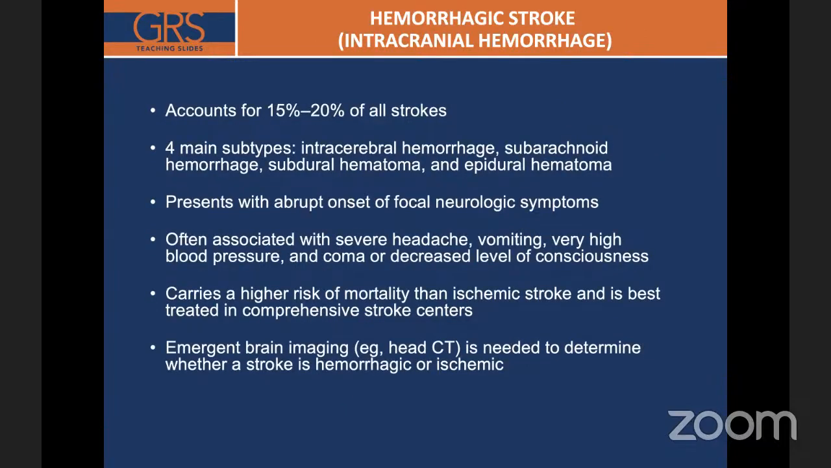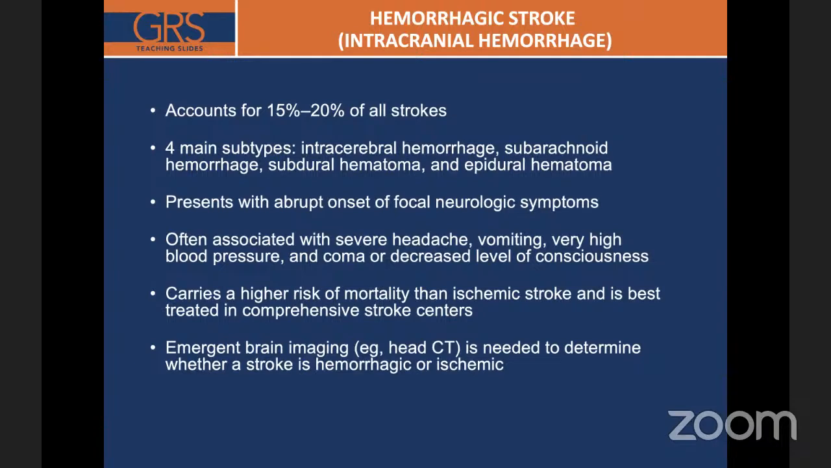Next thing, I'll be talking about intracranial hemorrhage. It accounts for about 15% to 20% of all strokes. Four main subtypes: intracerebral hemorrhage, subarachnoid hemorrhage, subdural hematoma, and epidural hematoma. It presents with abrupt onset of focal neurologic symptoms, often associated with severe headache, vomiting, very high blood pressure, and coma or decreased level of consciousness. It carries a higher risk of mortality than ischemic stroke and is best treated in comprehensive stroke centers.